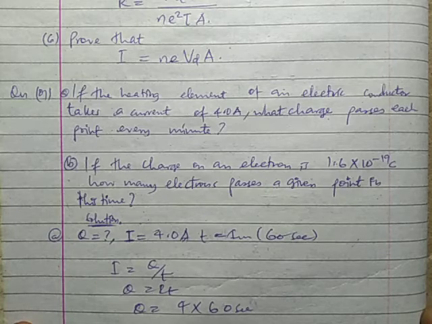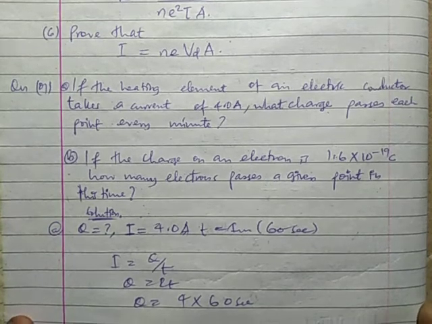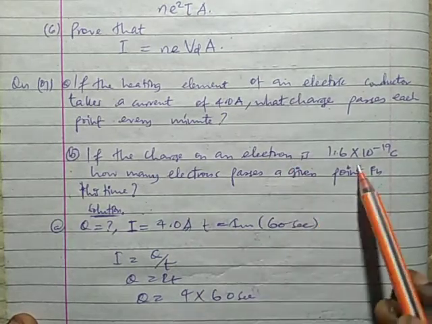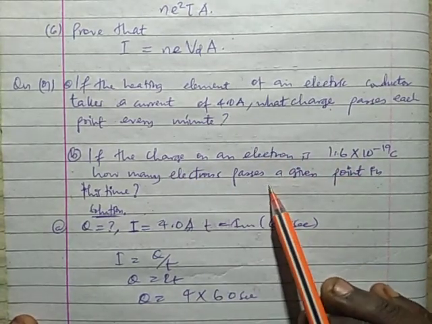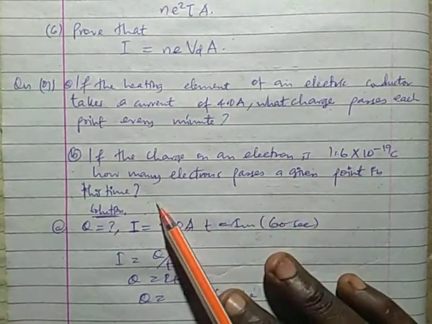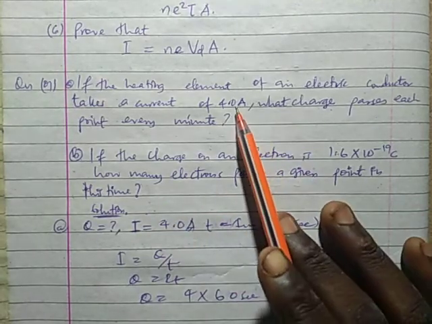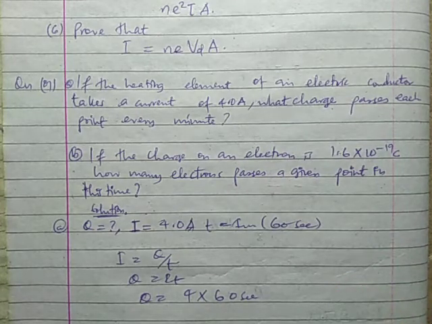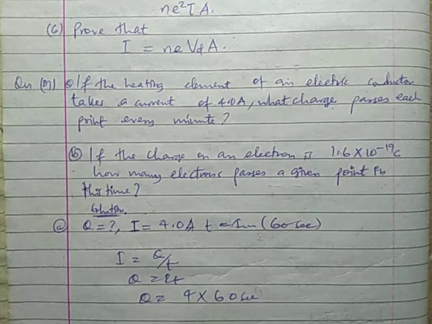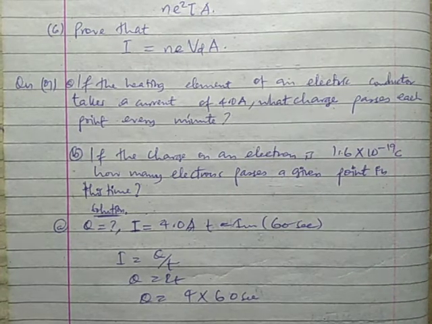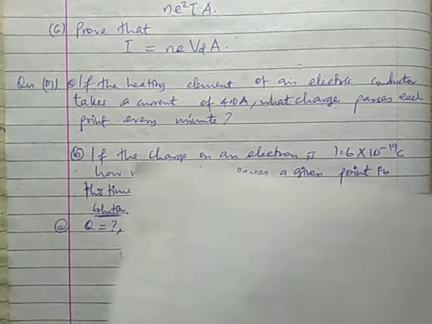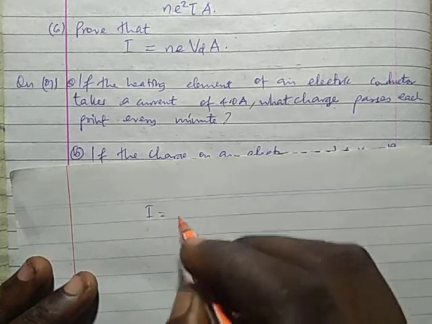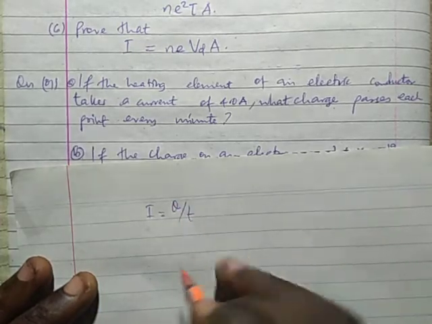So every minute, manake 1 minute is equal to 60 seconds. And then question B, if the charge on an electron is here up, how many electrons pass a given point in this time? So tumeambiwa current ni ile pale, tumeulizwa charge in 1 minute. So remember, we know kwamba current I is equal to rate of flow of charge. So current I is equal to rate of flow of charge, that is charge divided by time.